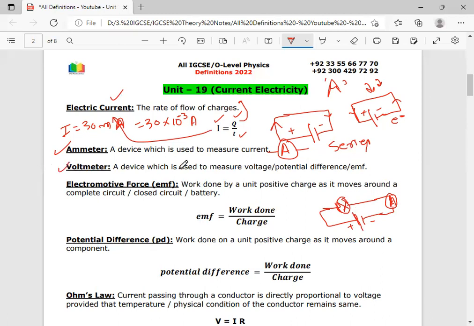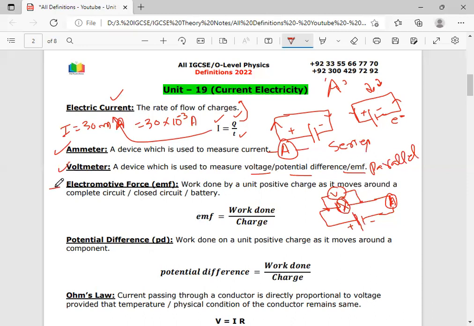Voltmeter. A voltmeter is a device which is used to measure voltage, potential difference, or EMF. There is a difference between potential difference and EMF; I will explain it later. It is always connected in parallel. If we want to find the potential difference across the bulb, then we have to place the voltmeter like this. So the ammeter is always connected in series, and the voltmeter is always connected in parallel.